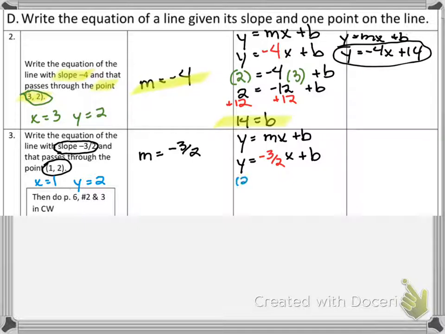Wherever I see y, I'm going to put a 2. Where I see x, I'm going to put a 1. And then I'll go back and fill in the equation around it. So we have 2 is equal to -3/2 plus something. At this point, I need to add 3/2 to both sides.